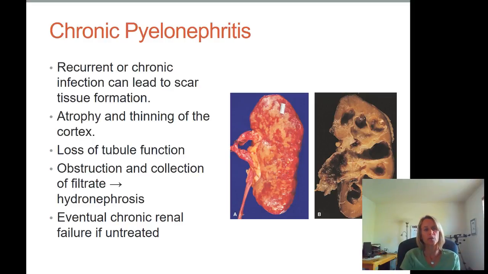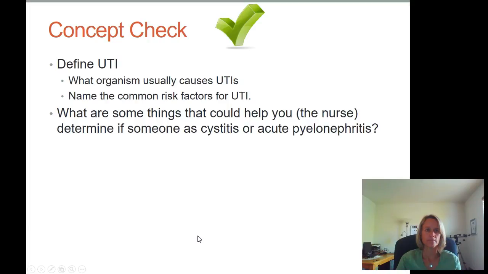Okay, let's talk about chronic pyelonephritis. This is where we have recurrent or chronic infection that leads to scar tissue formation. This causes atrophy and thinning of the cortex, a loss of tubule function, obstruction and collection of filtrate, and this can lead to hydronephrosis, which we'll talk about later. Eventually, this can cause chronic renal failure if left untreated.